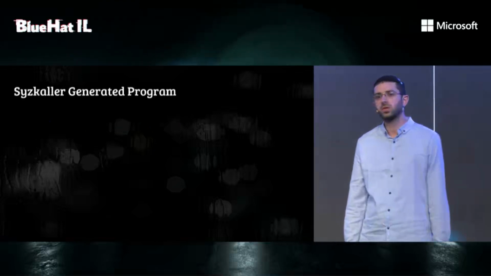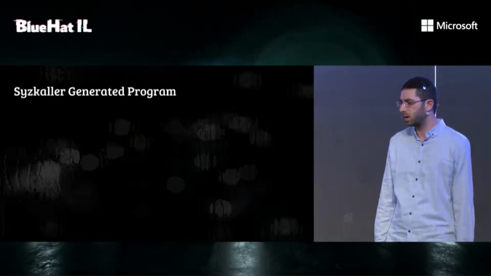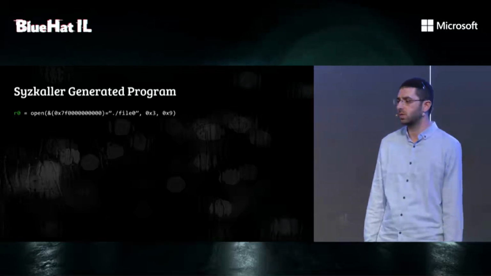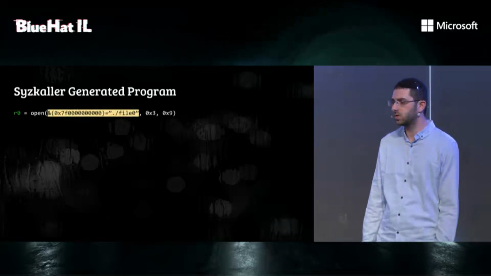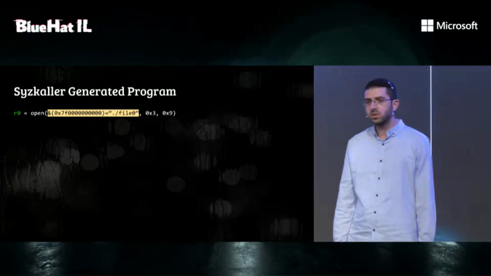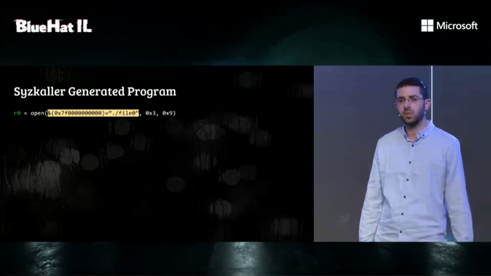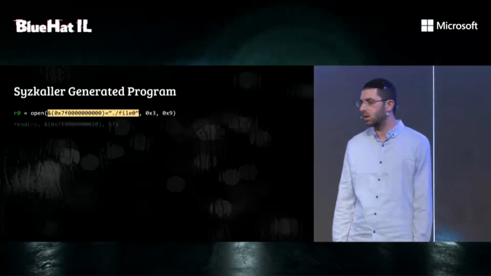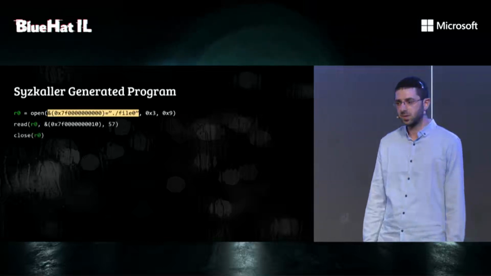Syzkaller generates programs, which are a sequence of syscalls. Let's look at an example of a program generated by Syzkaller. This program opens a file called file0 and assigns its result to r0. This weird pointer assignment syntax are instructions to write the string file0 to memory and pass its pointer to the open syscall. This syntax is not only used for strings, but also for describing memory layouts of structs, buffers, unions, and so on. Next, the program reads 57 bytes from the file to memory. And finally, it closes the file.